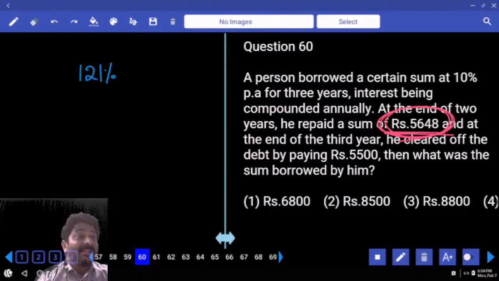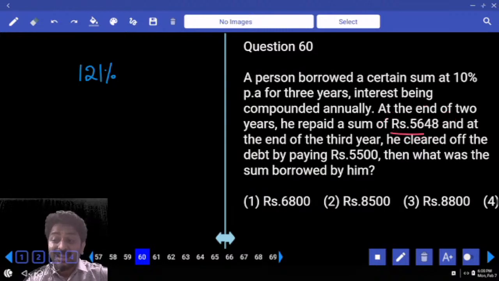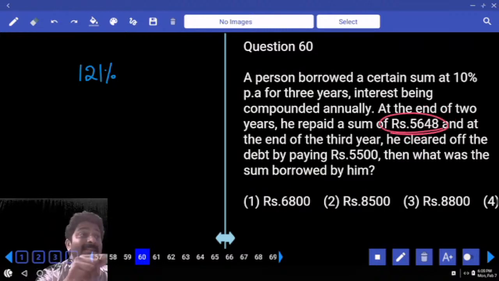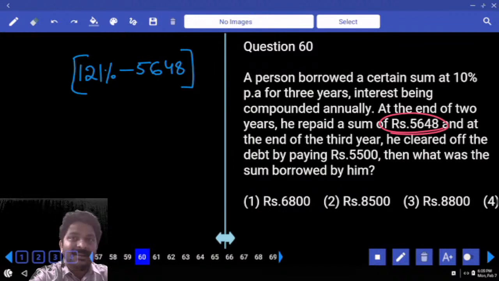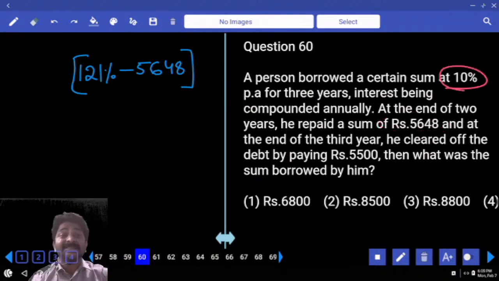If he did not pay anything at the end of 2 years, for the 3rd year he must calculate 10% interest. I know that interest should always be calculated on principal, but on what number is he supposed to pay? 121%. But he paid a part of the money, right? So while calculating interest for the 3rd year, you must deduct 5648 from 121%, and on this number only he is supposed to calculate interest. Yes or no?